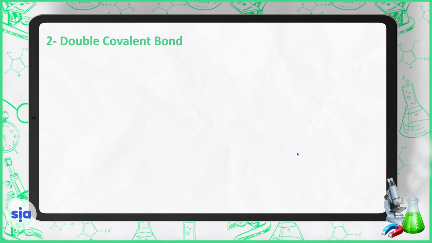Double covalent bond. From its name, it's when each atom shares the other atom with 2 electrons, and we give them this symbol, 2 negative signs.